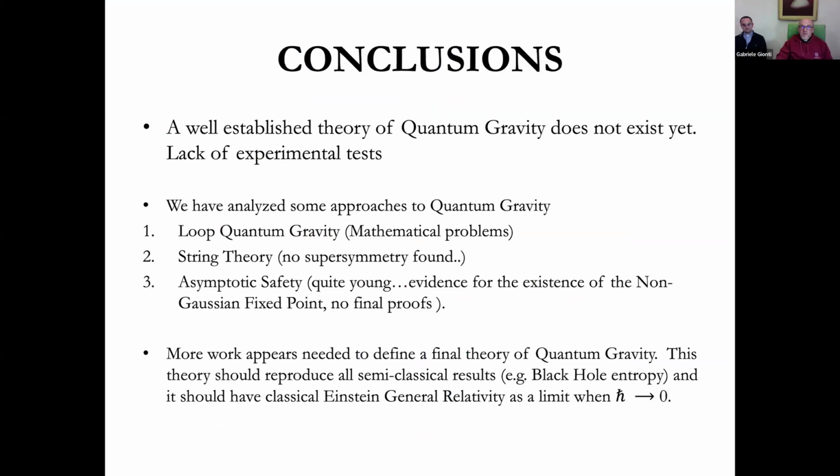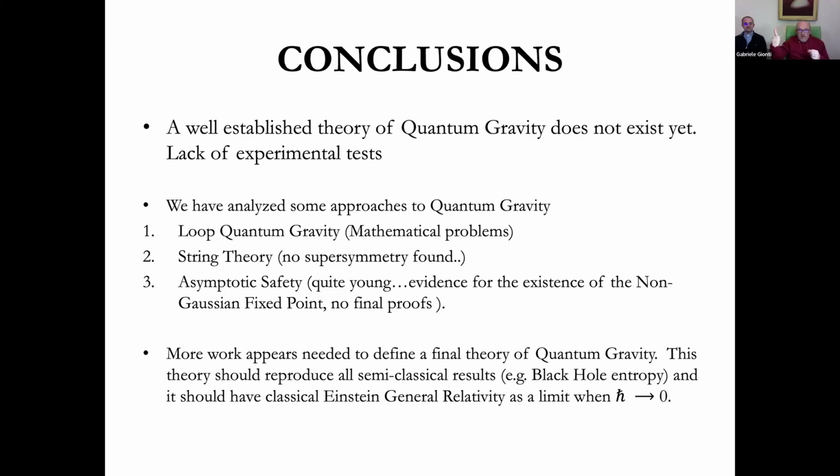It is quite complicated, so I will end with the conclusion. A well-established theory of quantum gravity, unfortunately, does not exist yet. One of the problems is the lack of experimental tests. Matteo has shown that probably in the future there will be some hope that some imprints of quantum gravity can be detected in the CMB. We have analyzed three fundamental approaches to quantum gravity. Okay, four really, I forgot one.